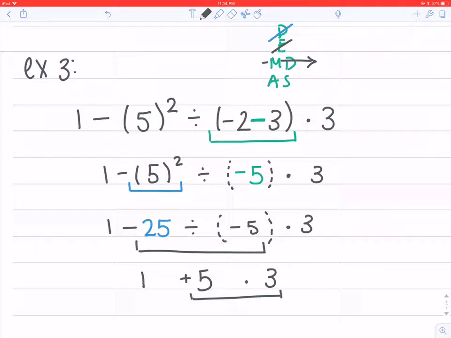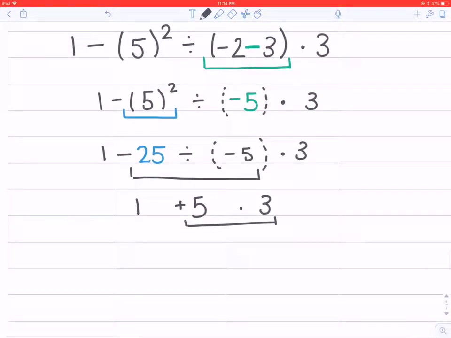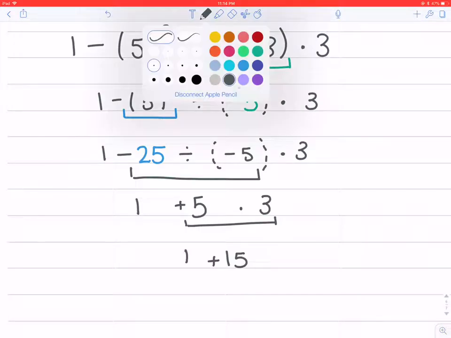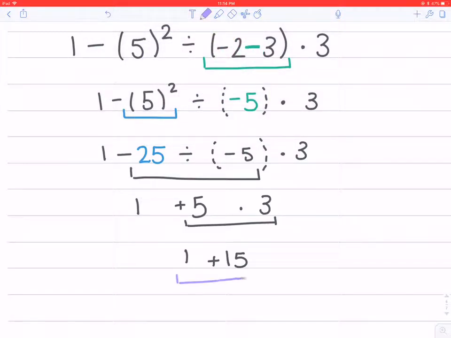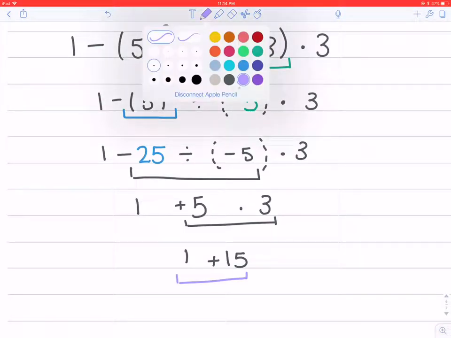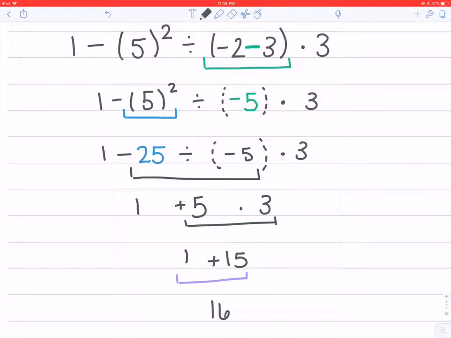And then I'm still working on multiplication and division. So I have a multiplication right there, which will give me 5 times 3, positive 15. Carry everything down. And then finally, my addition or subtraction, I have 1 plus 15, which is going to give me 16. So there is my final answer.